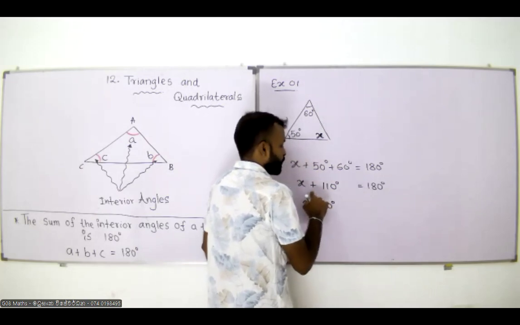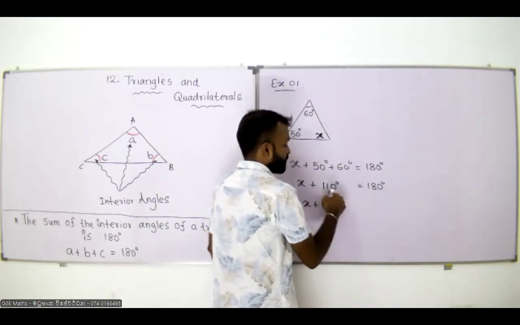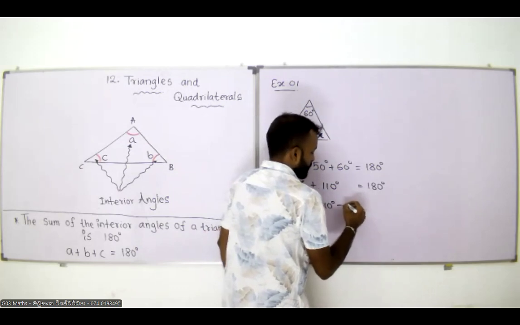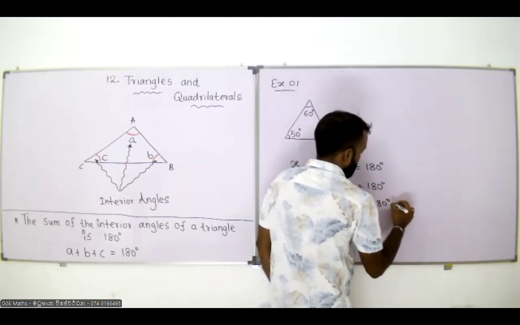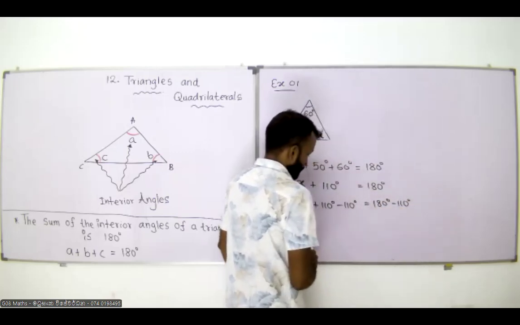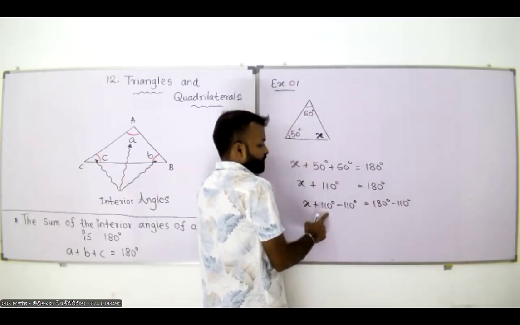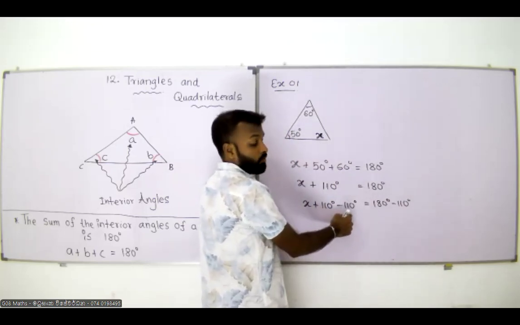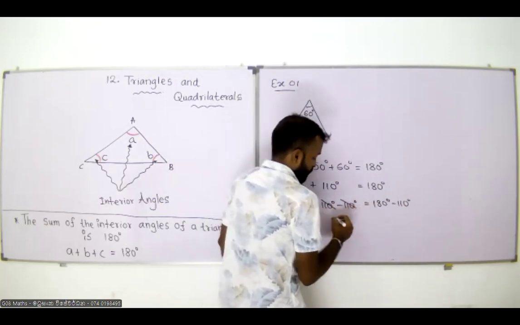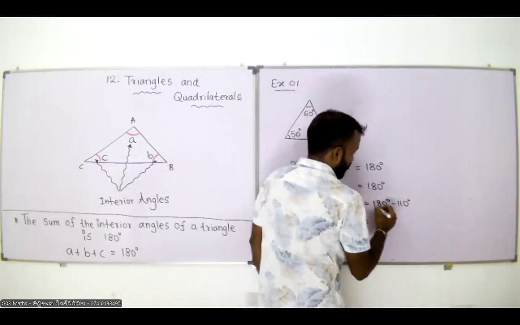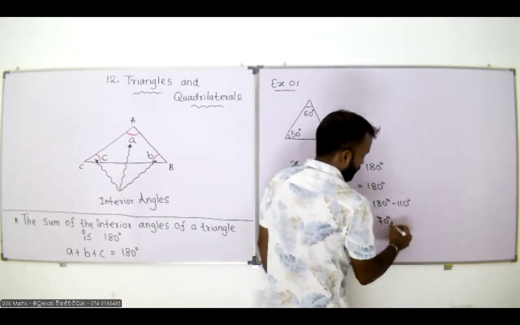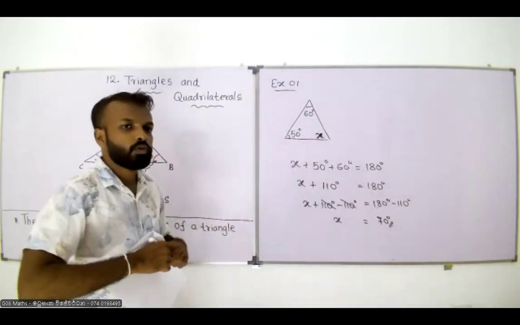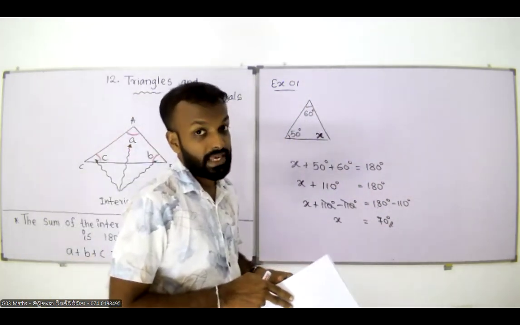The opposite of addition is subtraction, so we subtract 110 from both sides. Positive 110 and negative 110 cancel out. x is equal to 180 minus 110, which is 70 degrees. So that's how you are going to find the value of x.